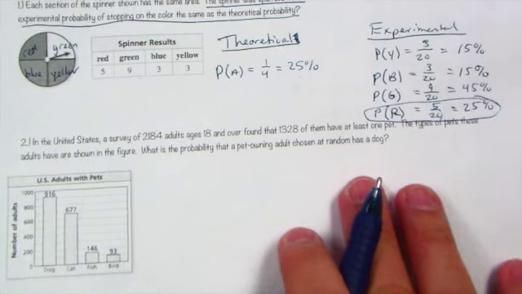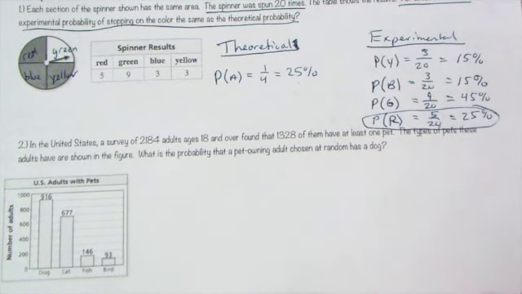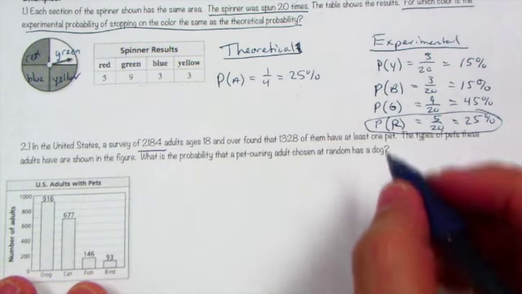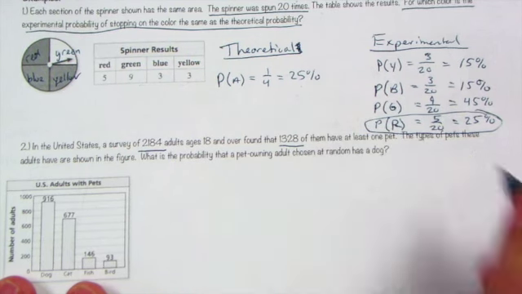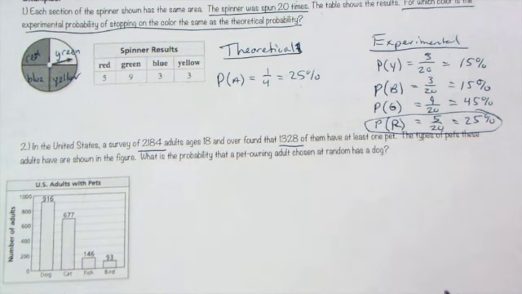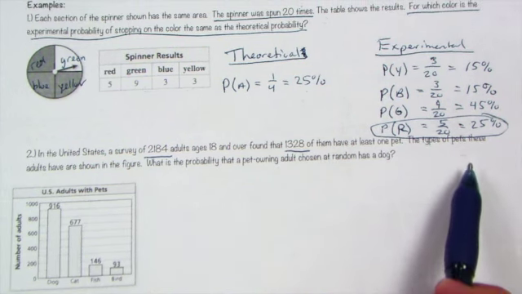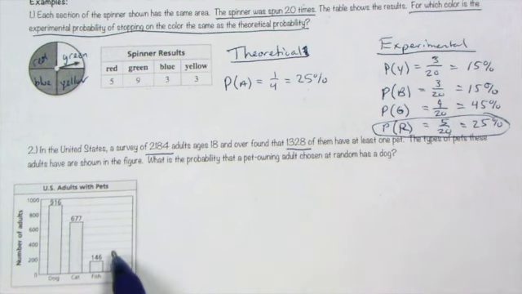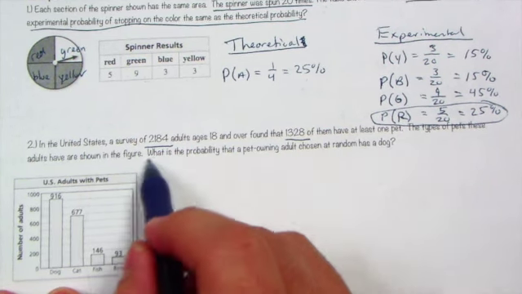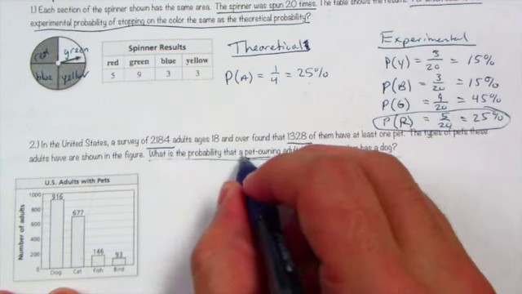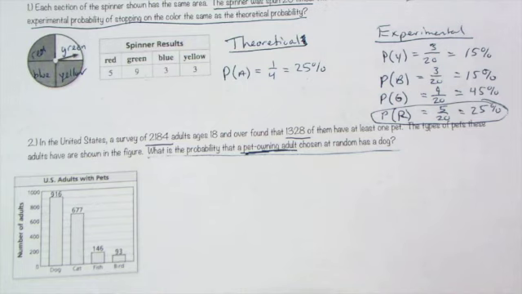All right, last question here. In the United States, a survey of 2,184 adults ages 18 and over found that 1,328 of them have at least one pet. The types of pets these adults have are shown in the figure. What is the probability that a pet-owning adult, keyword pet-owning adult, is chosen at random, has a dog?